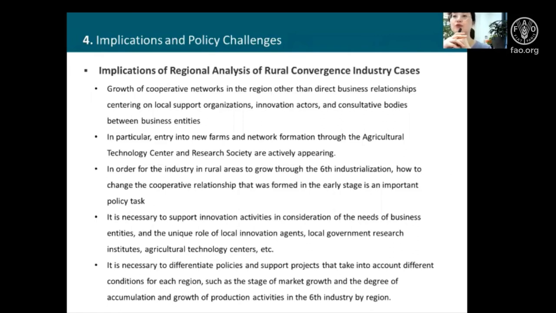So far, we have briefly looked at the case of OVOP in Korea. In Korea in particular, it can be seen that the entry of new farms and formation of networks through the agriculture technology center and research society within the region are actively appearing. I think this is especially necessary for developing countries. The case of Korea is not a model answer, but all policies should be appropriately modified and applied according to the demographic, cultural, social, and economic conditions of each country's rural areas.